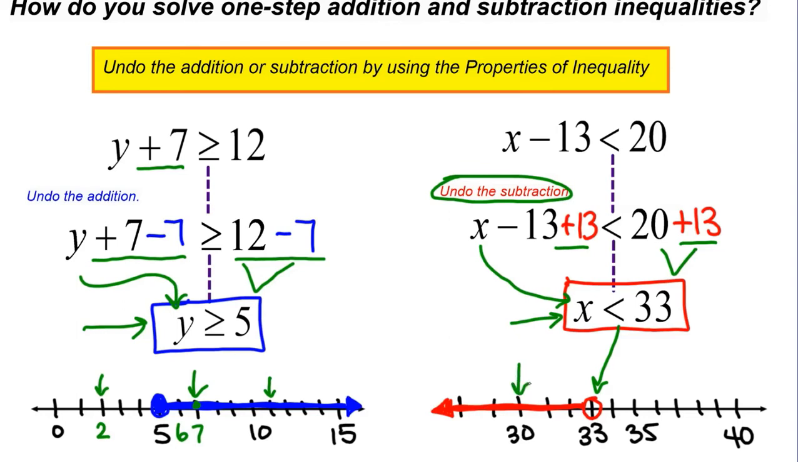So if I just pick a number here like 30 to test that, 30 minus 13 is 17, and 17 is less than 20. That works. And then, for example, if I were to pick a number on the other side of 33, 35 minus 13 is 22, and 22 is not less than 20, so that doesn't work. So I tested both sides of 33, and I have shaded the right way on my number line. So just some quick things to do there to make sure you get those right.